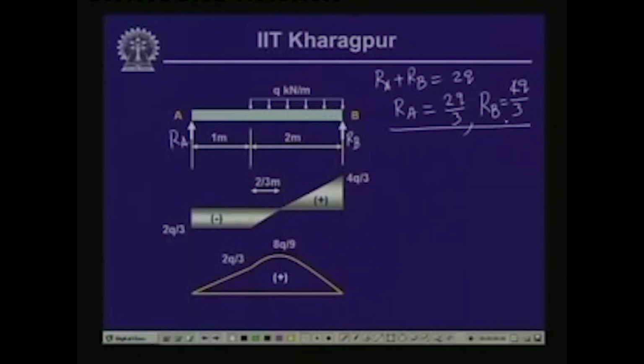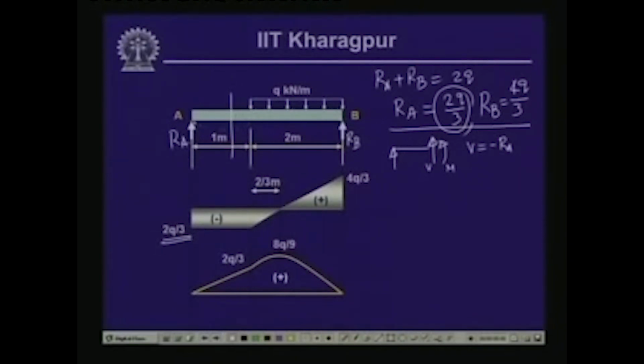Now, if we take a free body of this left segment between 0 to 1, then we have reactive force RA over here, and we have the shear force and the bending moment V and M. Now, V plus RA equals 0, so this gives you V as equal to minus RA. RA again is equal to 2Q by 3. So, from 0 to 1 we have a constant value which is equal to 2Q by 3, but it is negative.